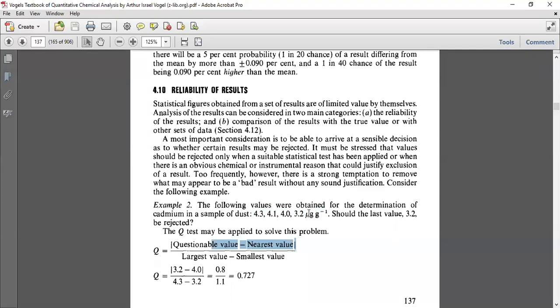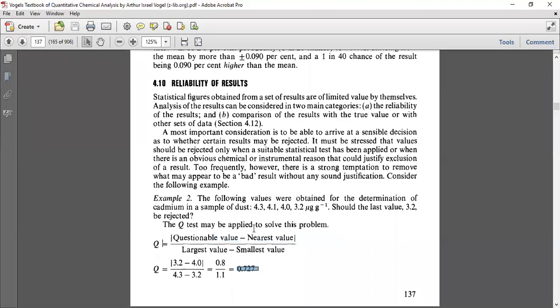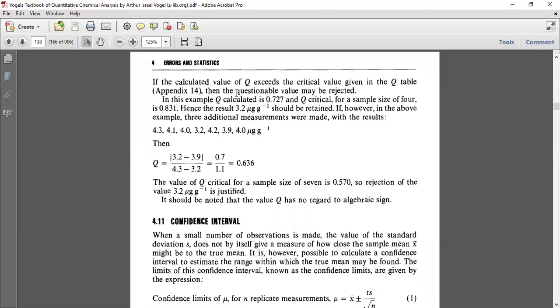So here one standard table is there. You have to compare whatever value you are getting. For example, the answer is 0.727. So you will get the critical value. See, if the calculated value of Q exceeds the critical value given in the Q table. So don't worry about the Q table. You will get the value. For example, the number of observations is 4. The critical value you have to consider may be 0.831 or 0.83, whatever value you will get.